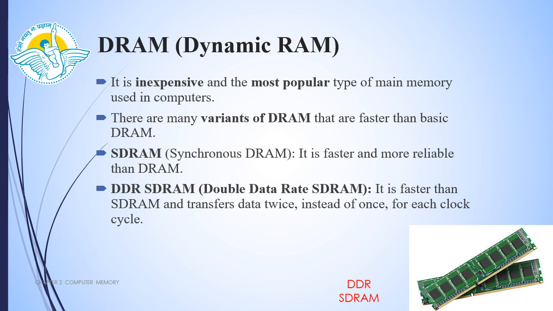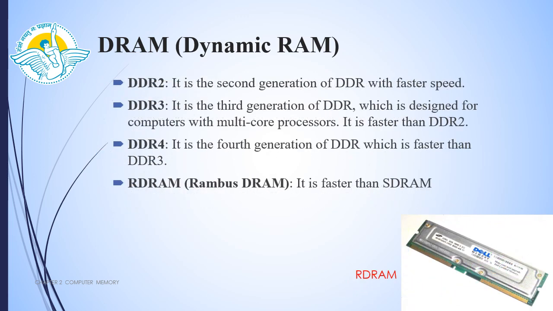Another variant is DDR SDRAM, which is double data rate SDRAM. It is faster than SDRAM and transfers data twice instead of once for each clock cycle of CPU. The third variant of DRAM is DDR2. It is the second generation of DDR with faster speed.